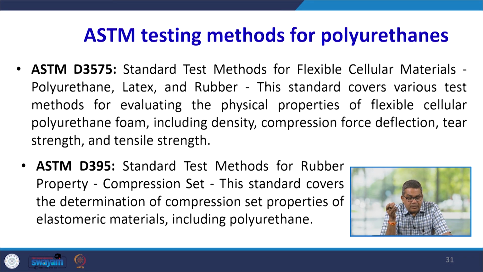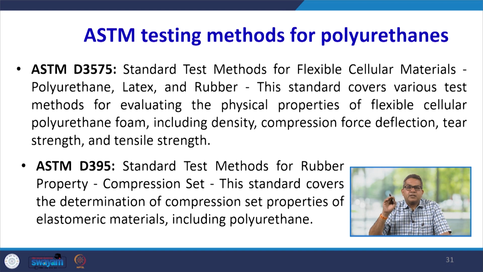Then another testing method is ASTM D3575, the standard test method for flexible cellular materials, polyurethane, latex and rubber. This standard covers various test methods for evaluating the physical properties of flexible cellular polyurethane foam. This may include the density, the compression force deflection, the tear strength and tensile strength.